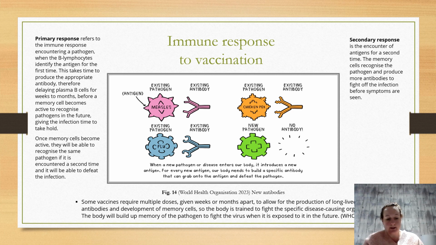In 1974, the Expanded Programme on Immunisation, now the Essential Programme on Immunisation, was established by the World Health Organization to develop immunisation programs throughout the world.